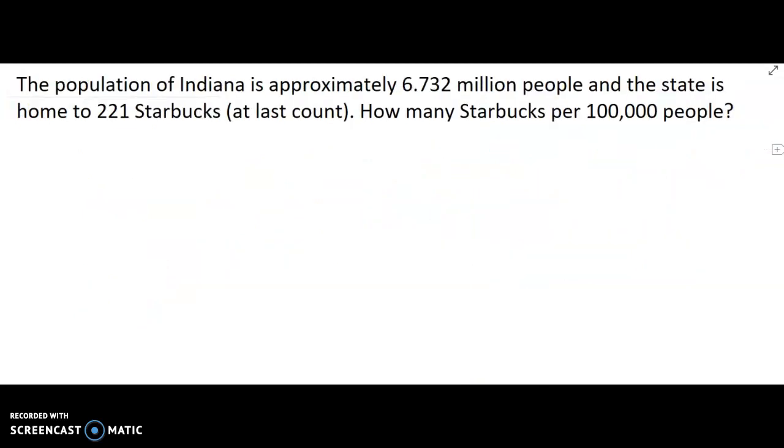The population of Indiana is approximately 6.732 million people, and the state is home to 221 Starbucks. That's the last thing I could find on the internet anyway. Now, I don't know about you, but 221 Starbucks, 6.7 million people, I definitely don't know what that looks like. But I know 100,000 people, right? If I think of watching Ohio State football, because I'm an Ohio State fan, Ohio Stadium holds just over 100,000 people. So if I fill up that stadium with people, how many Starbucks would serve the 100,000 people in that stadium?